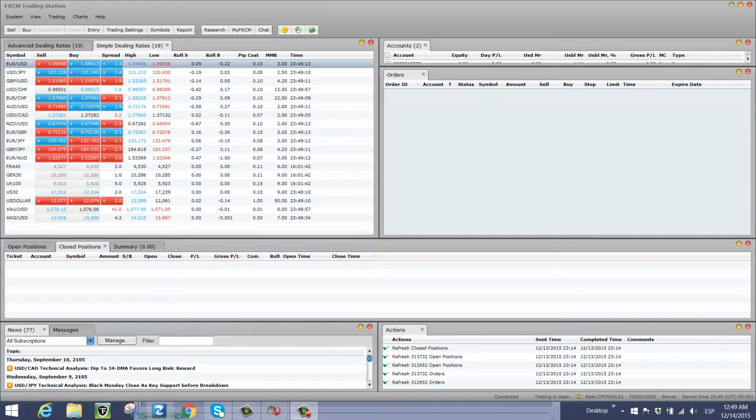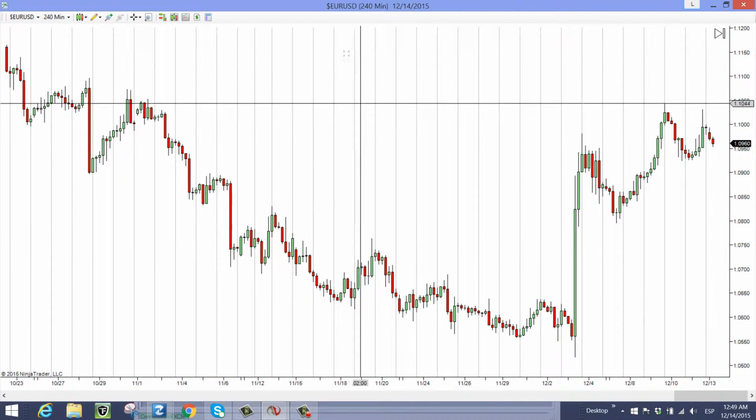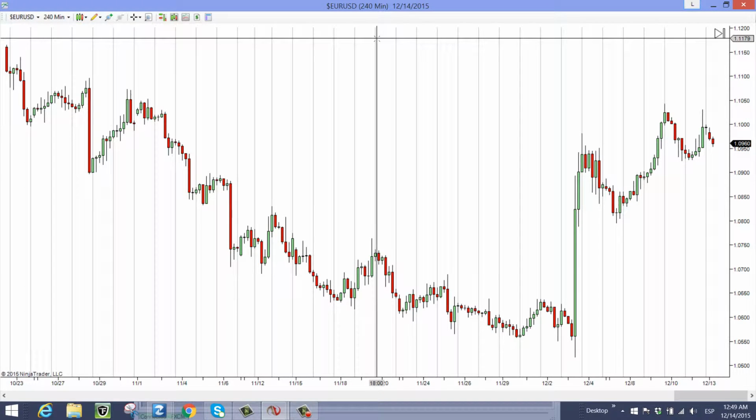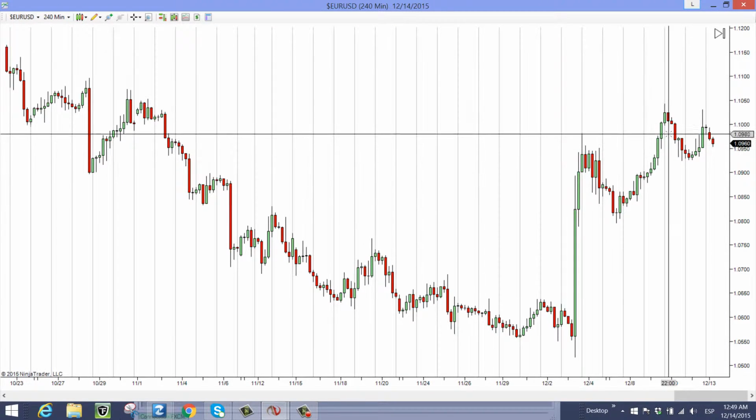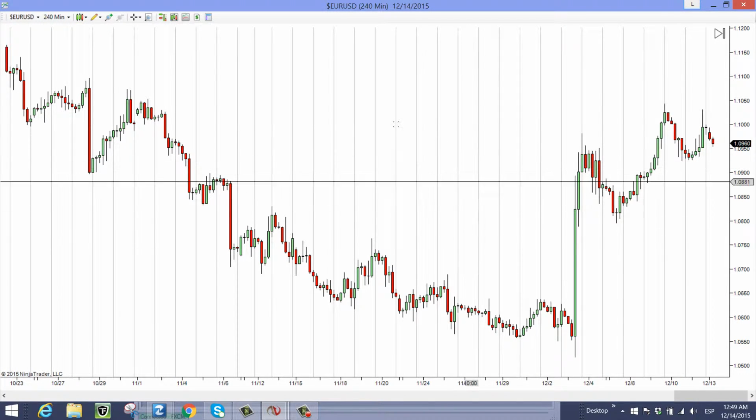However, I find a pretty nice structure on the EURUSD on the 4-hour chart and the hourly chart. So let's get into it right away. Let's look at this. This is the EURUSD on the 4-hour chart. We are right here now, but let's make some analysis of this price.